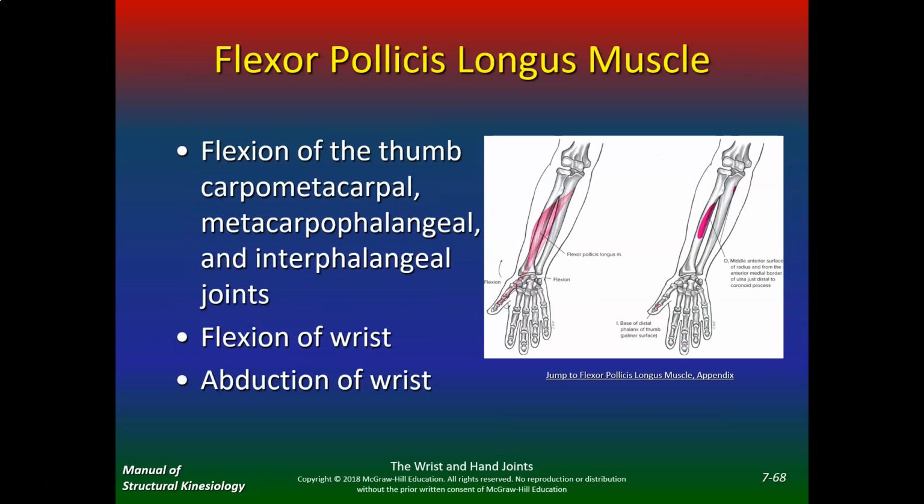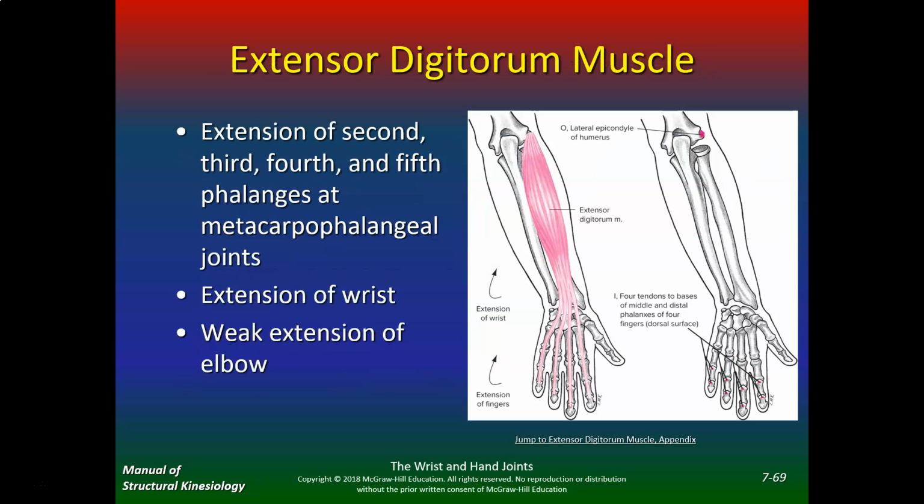Flexor Pollicis Longus: flexion of the thumb at the CMC, MCP, and IP joints, flexion of the wrist, and abduction of the wrist. Extensor Digitorum does extension of the second, third, fourth, and fifth phalanges, extension of the wrist.